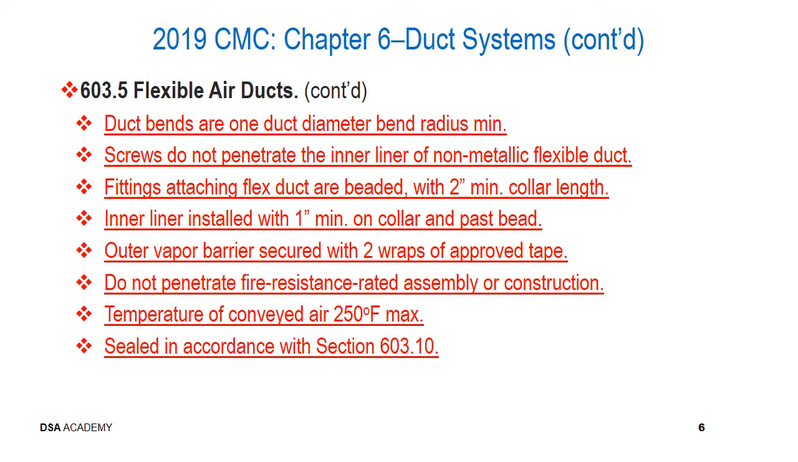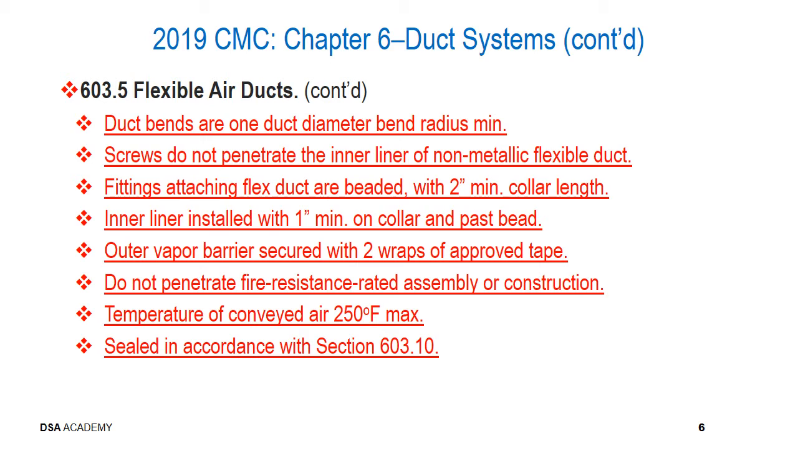Fittings that attach the flex duct are required to be beaded with a 2-inch minimum collar length. The inner liner has to be installed with a 1-inch minimum overlap on the collar and certainly past the bead. The outer vapor barrier is required to be secured with 2 wraps of approved tape.